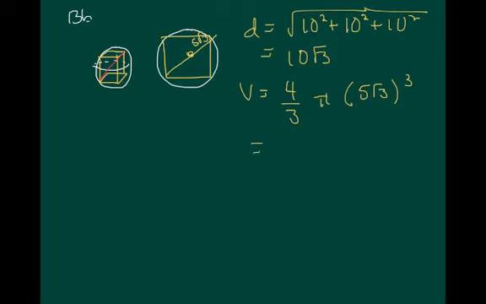Simplifying that, we get 1,500 pi root 3 over 3. The decimal approximation for that would be about 2721 cubic meters.